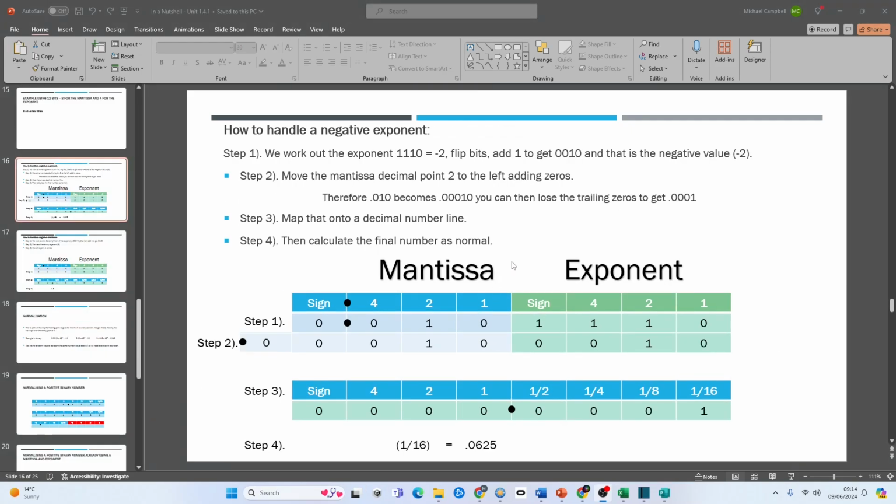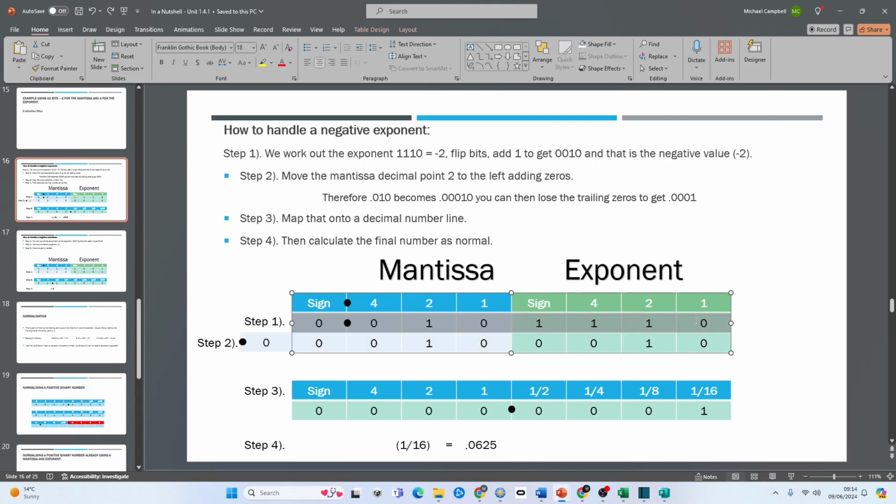Okay, so here's where it gets a little bit more annoying. It's not horrendously annoying, but it gets a little bit more annoying. It's how to handle a negative exponent. We'll start with a negative exponent, so this one here. If it's a negative exponent, you know that because it'll start with a 1. And this is a positive mantissa.